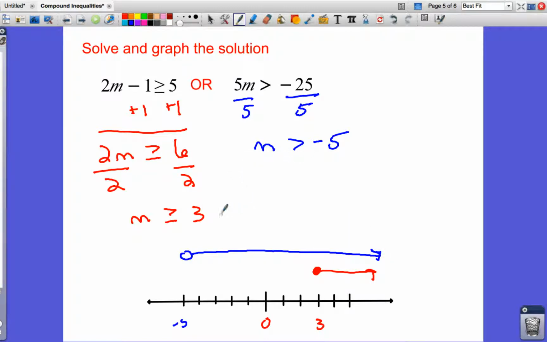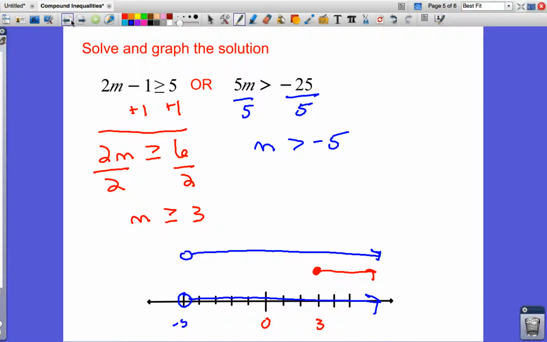So I have m can be greater than or equal to 3, or m can be greater than -5. Well, if I look at my graph, if it can be either or, it's really just going to be the graph of m is greater than -5, right? Because isn't this m is greater than or equal to 3? Isn't that included in m is greater than -5? This is part of this graph. So really my actual graph just needs to be this right here. And I'm done. This is my solution. M is greater than -5.